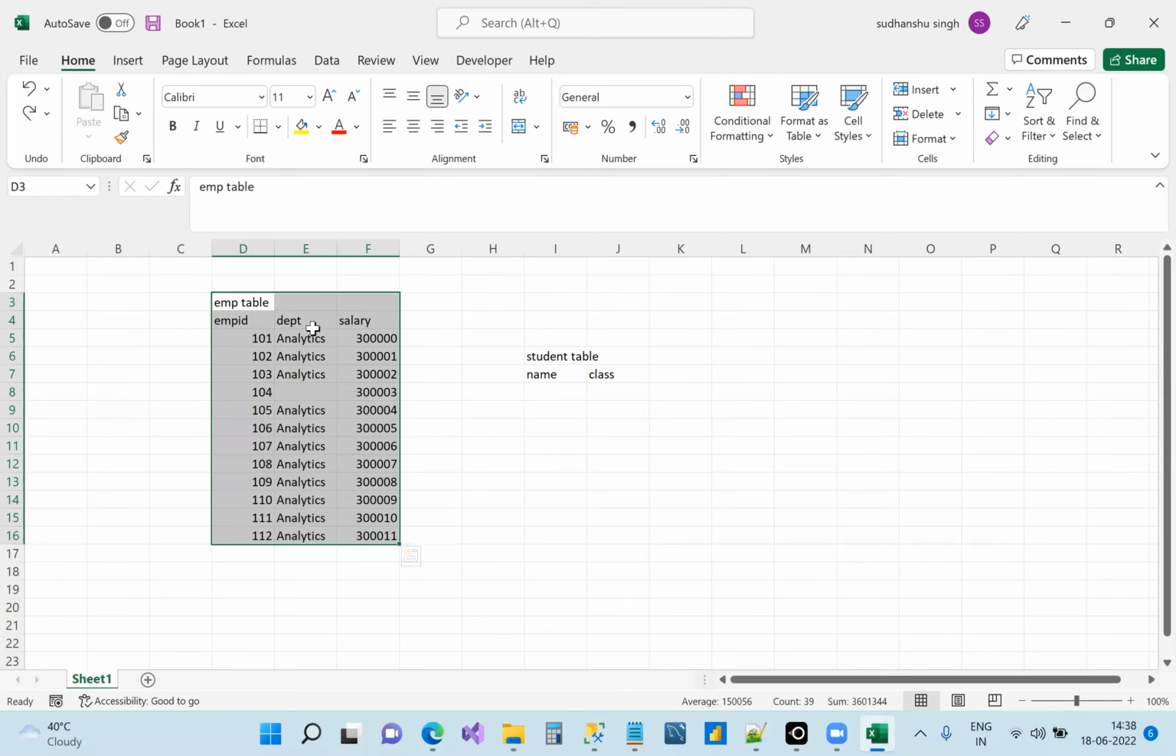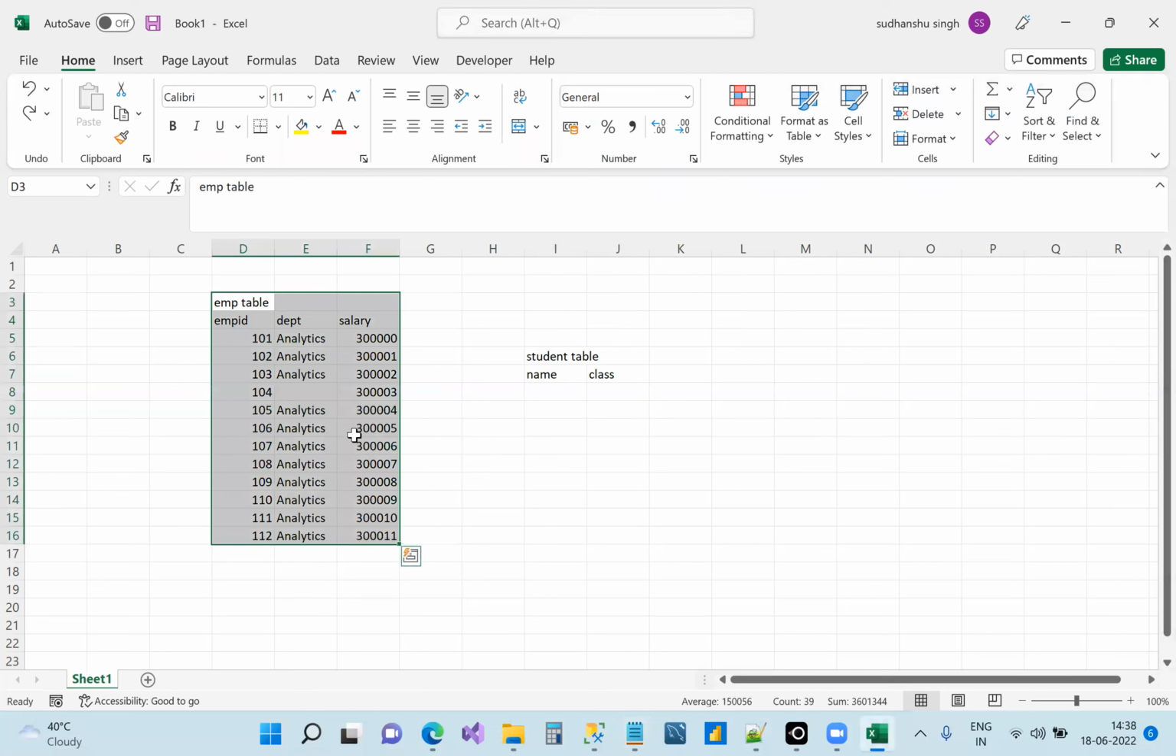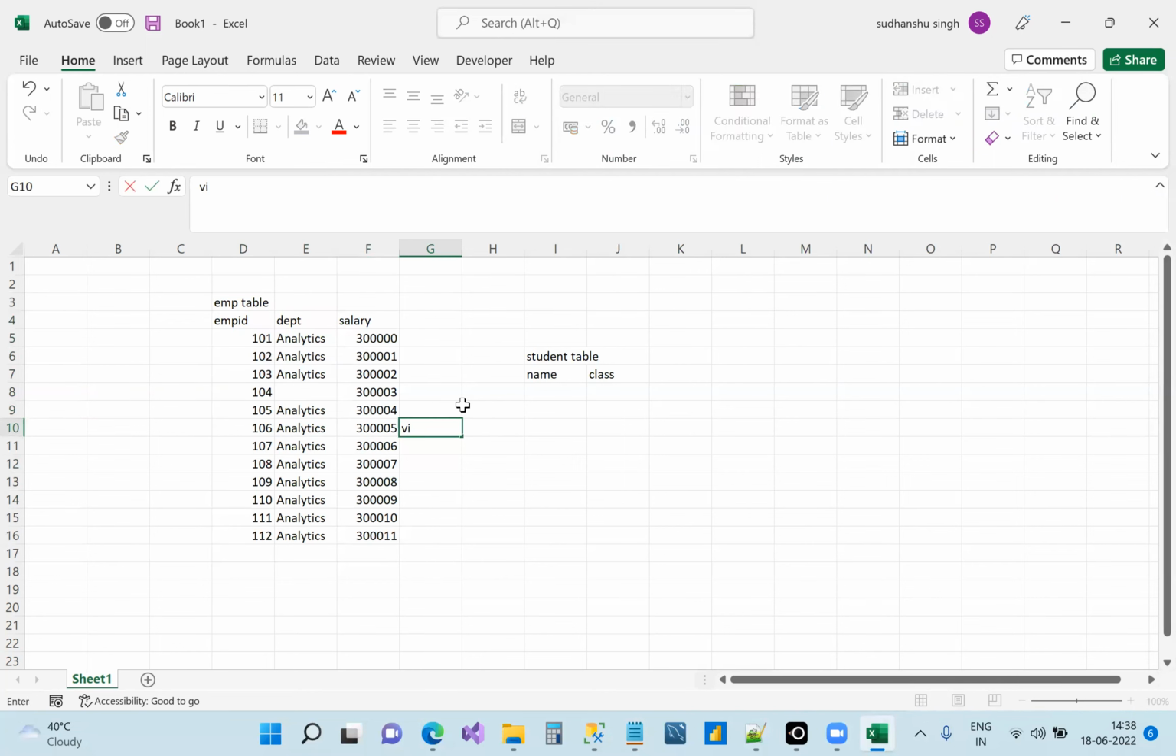Yeah, DCL I understood. So data control means when I'm sharing my data with someone, what kind of control I'm giving to that person, whether he can view only, read only, or do both, something like this. Yeah, understood.